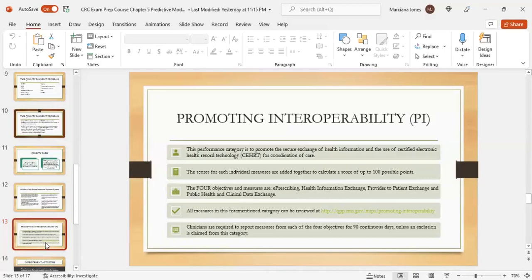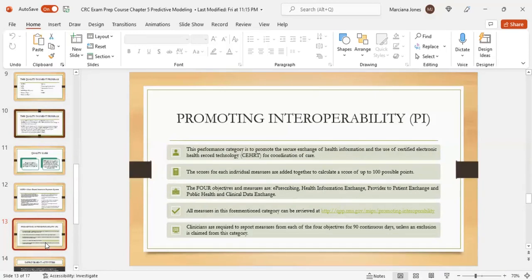The scores for each individual measure are added together to calculate a score up to 100 possible points in this category. Now, the 4 objectives and measures are prescribing, you know how you prescribe through the electronic health records. You know, back in the day, we used to have to take the prescription to Walgreens or CVS or wherever we're going, Rite Aid. Now, we just go to the pharmacy, they've already called it in and we pick it up. Health information exchange, like your patient portal. Provider to patient exchange, and public health and clinical data exchange, your patient portals.